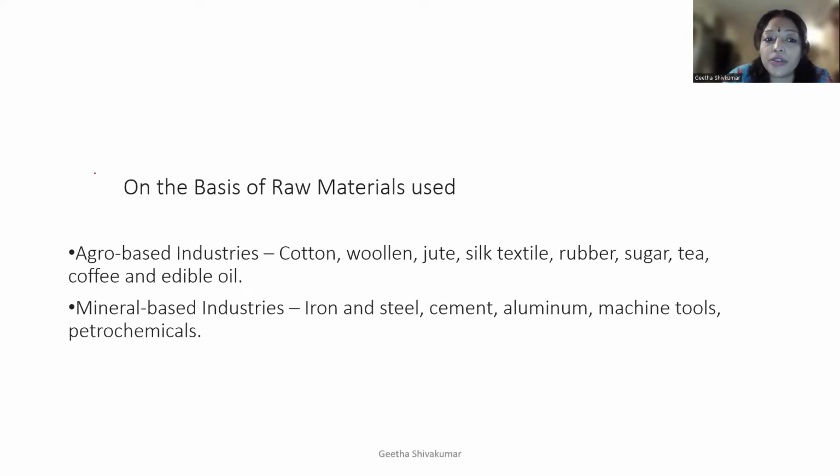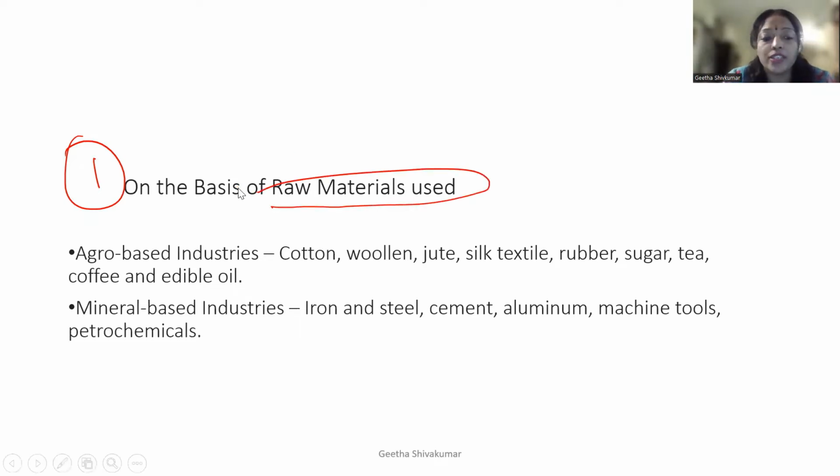The first basis, okay, so this is your first, on the basis of raw material used. How the industries are classified on the basis of raw material used. Which raw material we use, by which we can divide the industries. So based on the raw material used, we can classify the industries into agro-based industry and mineral-based industry.